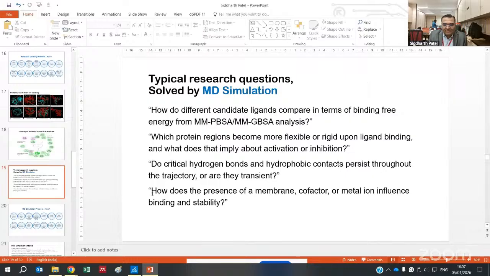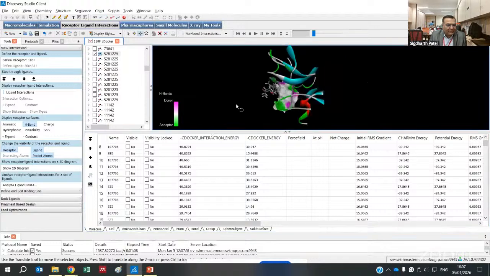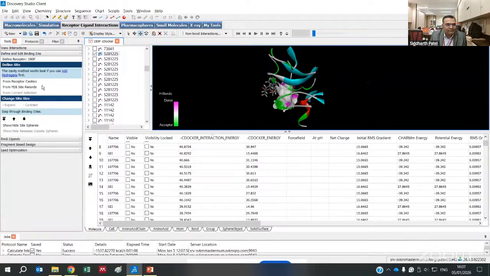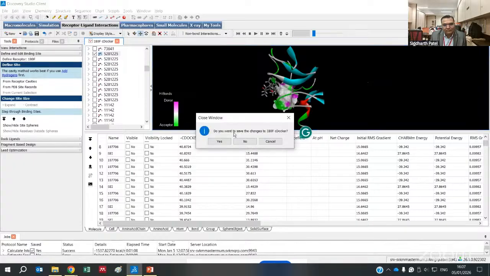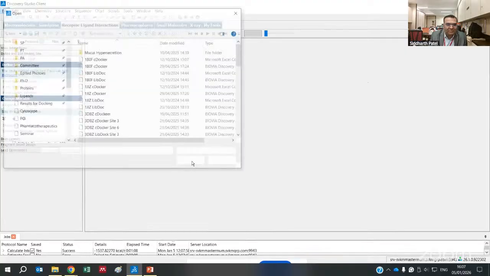Then how does the presence of membrane, cofactor, or metal ion influence the binding and stability? Now here, if you want to see the cofactor and metal ion, let me just remove all this. Give me just 1 minute.